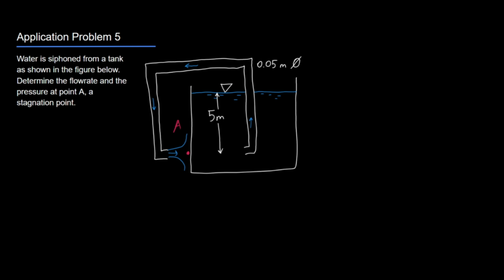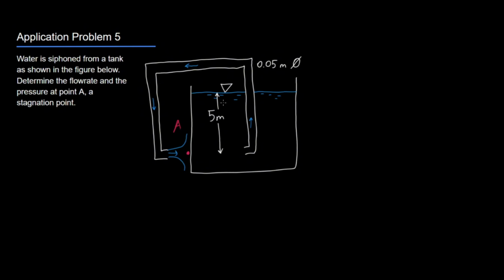Application problem 5. Water is siphoned from a tank as shown in the figure below. Determine the flow rate and the pressure at point A, a stagnation point. Before we begin, there's a few things we want to point out here. First of all, we have this triangle indicating atmospheric pressure at the surface of this well or tank. And then we have this symbol right here. This indicates diameter. So this 0.05 is a diameter, and notably it's the pipe diameter right here. It's hard to tell what geometry this is. It is 0.05 meters in diameter.